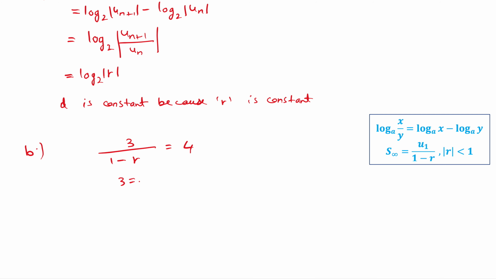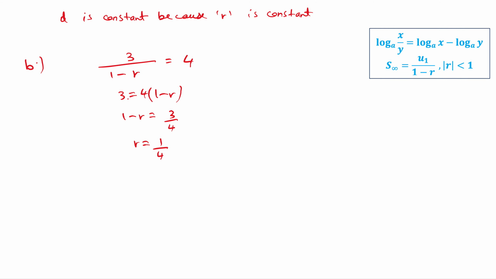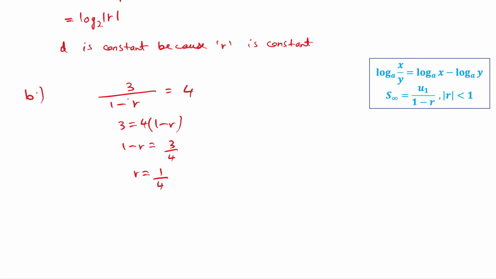So 3 will equal 4 times (1 minus r). So 1 minus r is equal to 3 upon 4. So r is equal to 1 upon 4. Now to find the value of d, I can plug in 1 upon 4 for r. So d is equal to log base 2 of 1 upon 4.